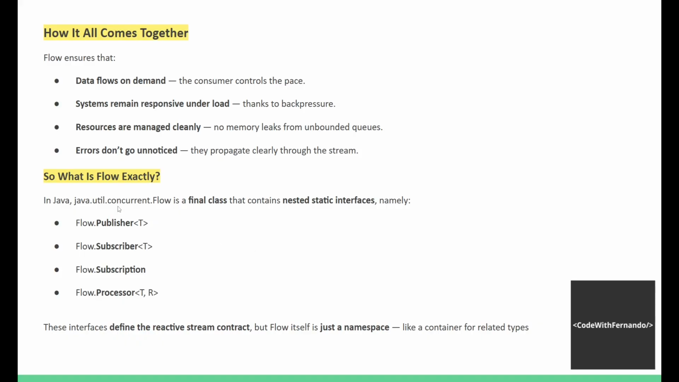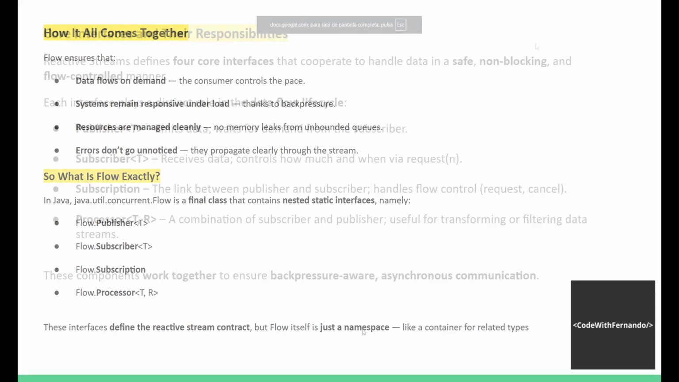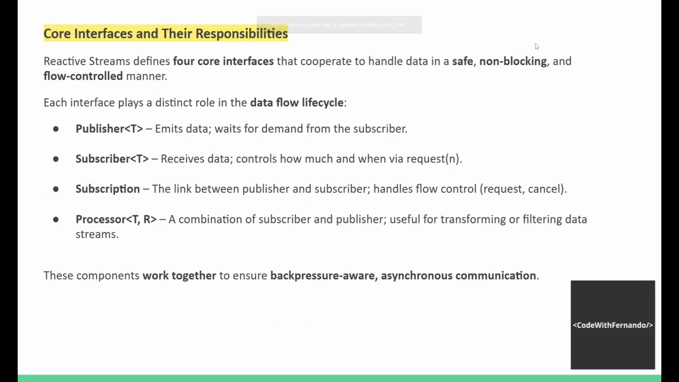So what is Flow exactly? Flow is a final class that contains nested static interfaces. These interfaces are Publisher, Subscriber, Subscription, and Processor. These interfaces define the Reactive Streams contract, but Flow itself is just a namespace. It's a container.